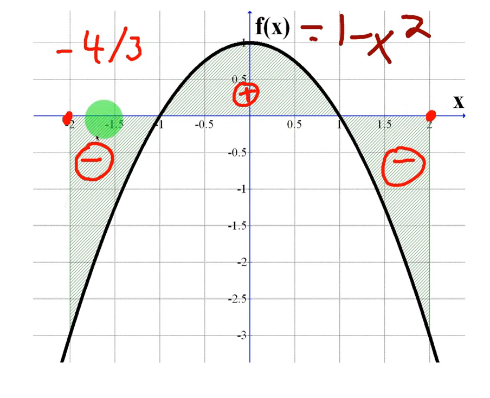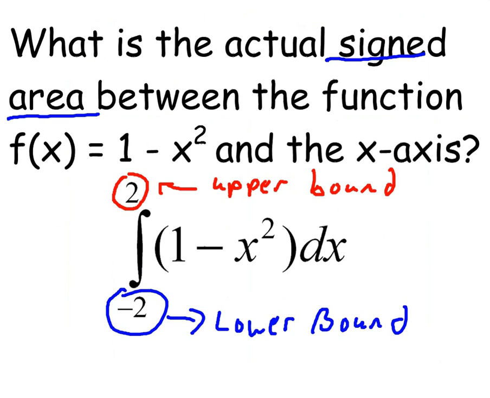We can see there's more area below than there is above. We've already said the answer is -4/3. Let's see how we got there.